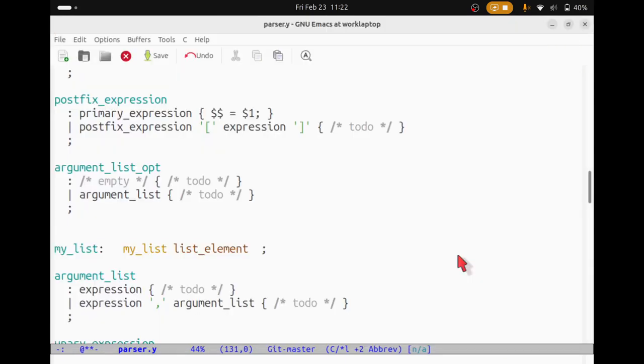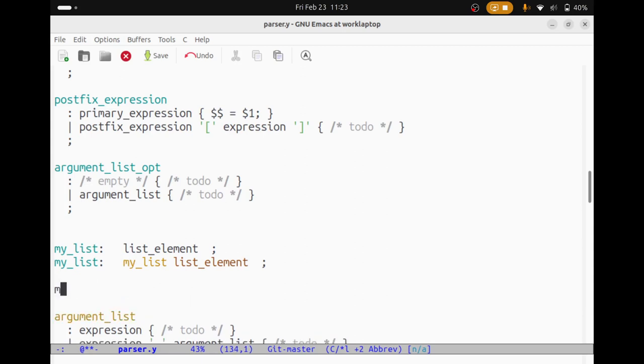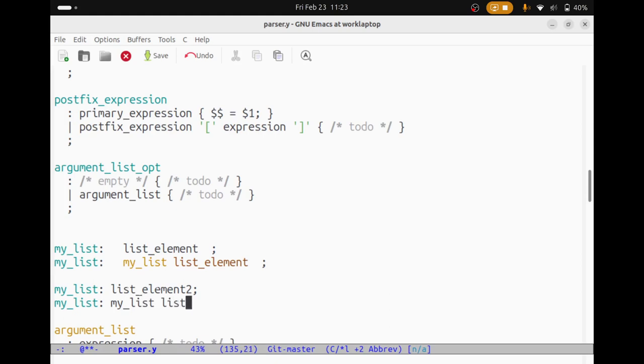What if my list could not have a base case of the list elements? Oh yeah, then your grammar only matches infinite things, so it wouldn't be a valid grammar. You would need some alternative production that just matches. I'm saying if it was, say, list element two, then my list elements, would that still be equivalent? Well, it depends on what list element two is. Something that's different from list element would just be a different language.